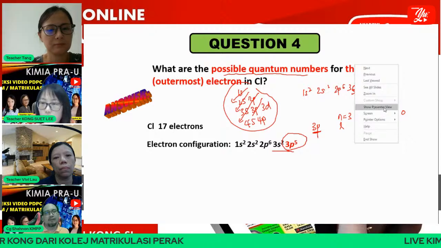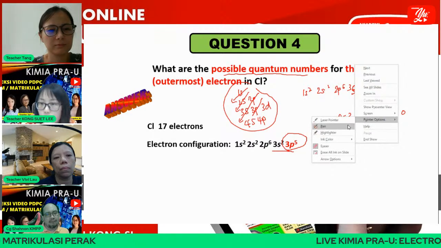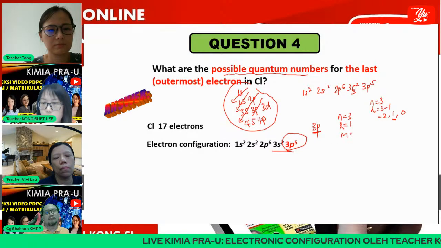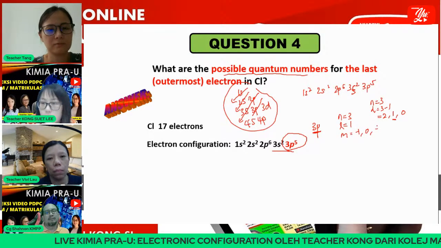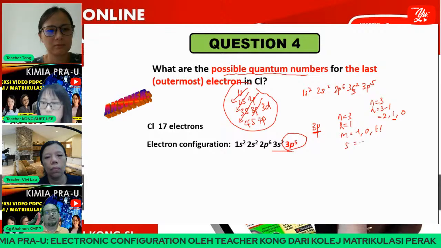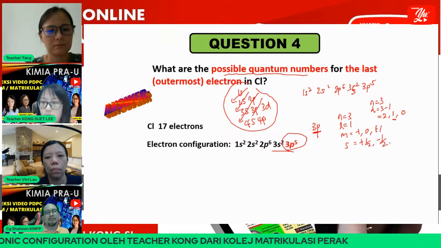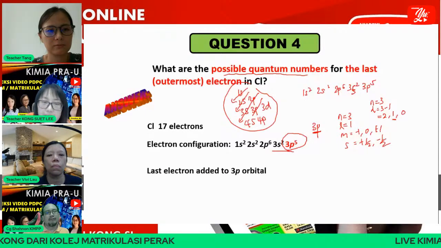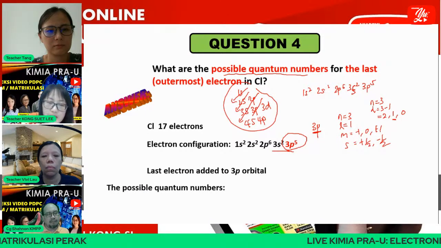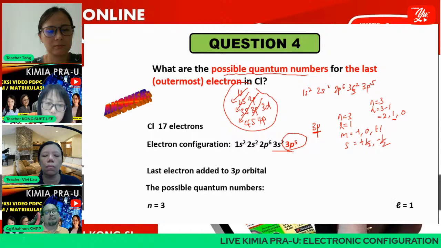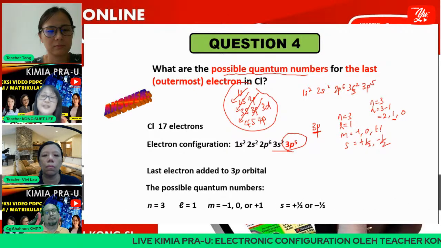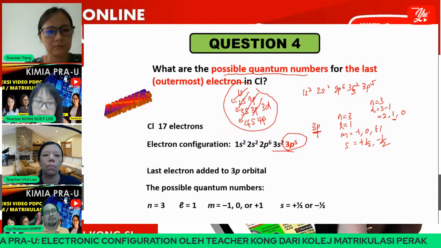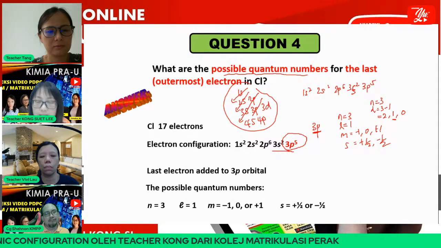Okay, so that's why l equals 1 and m equals -1, 0, positive half, and then s equals positive half or negative half. So you check the answer. Total there are 6 possible answers. The last electron is 3p, and then the possible quantum numbers, okay, so this is the answer. Because the question asks about possible quantum numbers, you try to answer n equals 3, l equals 1, and then m, s as well.